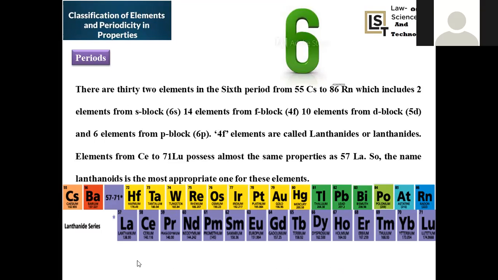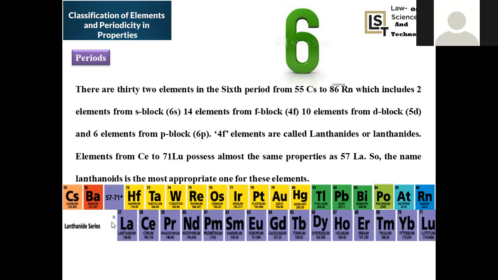Let us see in detail about the 6th period, where cesium and barium, these two belong to S block. 2 elements completed. Lanthanum is the part of D block only. Lanthanum, hafnium, tantalum, tungsten, rhenium, osmium, iridium, platinum, aurum, and eventually mercury, called hydrargyrum in the chemical term. So this is the series belonging to D block. And next, cerium, praseodymium, neodymium, promethium, samarium, europium, gadolinium, terbium, dysprosium, holmium, erbium, thulium, ytterbium, lutetium.